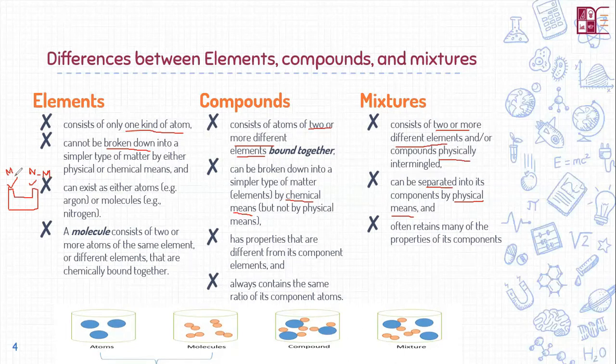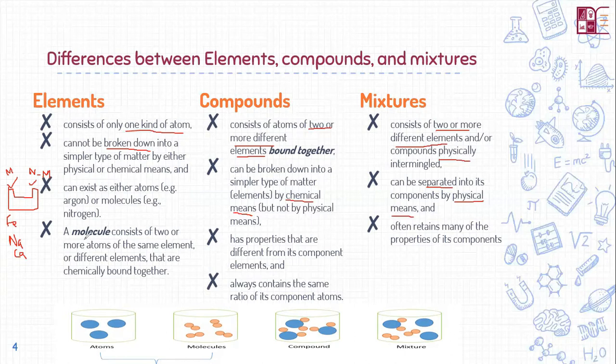So metals on the left hand side of the periodic table are represented by atomic symbols. For example, iron, sodium, calcium are all represented by their atomic symbols. Fe, iron, sodium, Na, and calcium, Ca, Mg for magnesium, right? But if I talk about the non-metals, they exist as molecules.